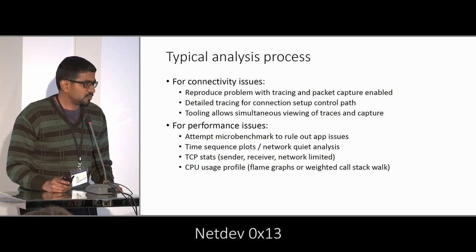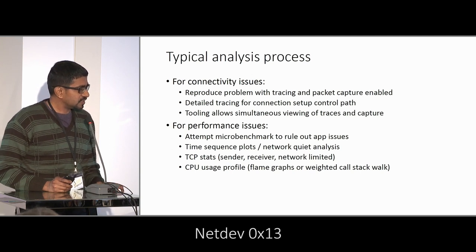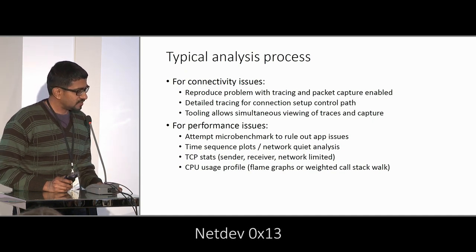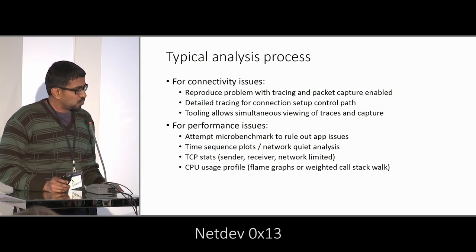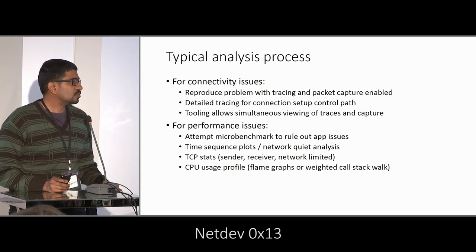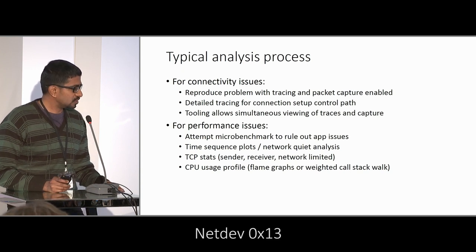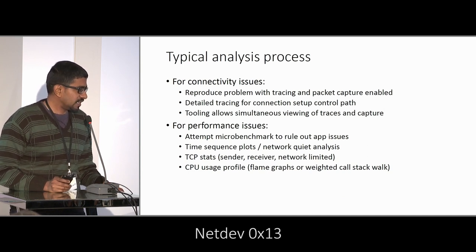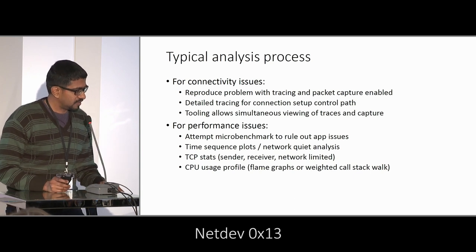What's the typical analysis process for this? For connectivity issues, what we typically end up doing is attempting the failure again and collecting tracing and packet capture. One thing that we have found really, really useful is to be able to look at packet capture and tracing from the operating system at the same time. So we built tooling to be able to do this. We find this to be extremely useful. Especially having detailed tracing in the connection setup path, where there could be a bunch of various reasons why the connection setup could fail, is extremely useful.